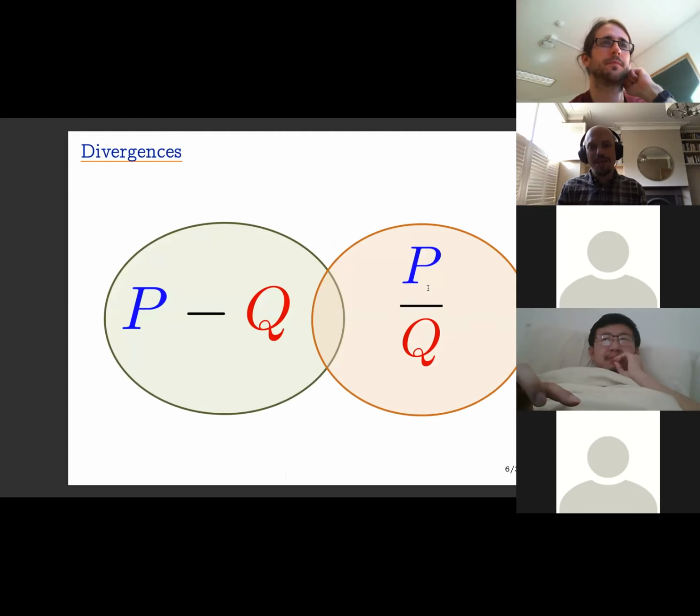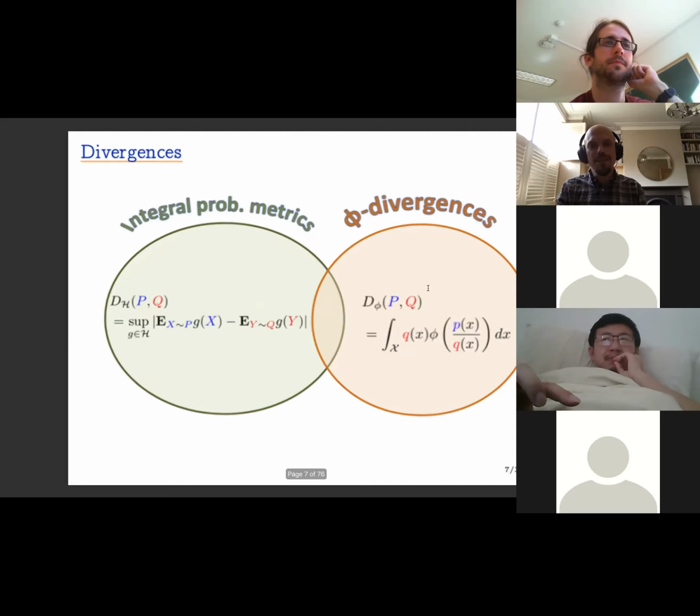One is to subtract one from the other, P minus Q in some sense. And the other is to take in some sense a ratio of P to Q. So if P minus Q is 0, or if, in some sense to be defined, the ratio of P to Q is 1, this amounts to P and Q being the same. So these two ideas give rise to two families of divergences between probabilities.